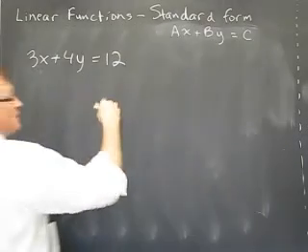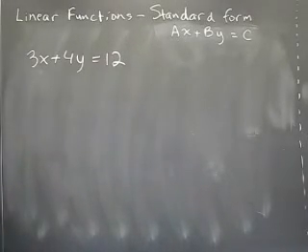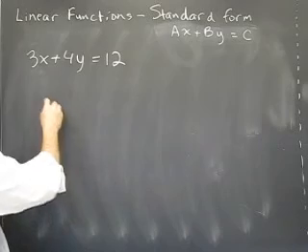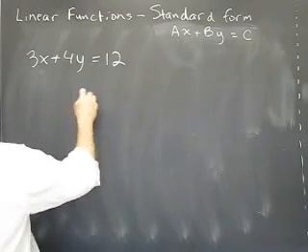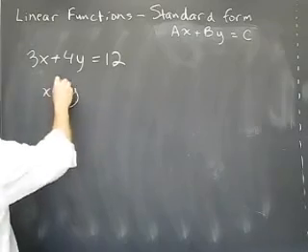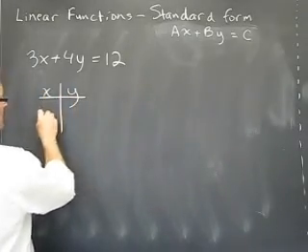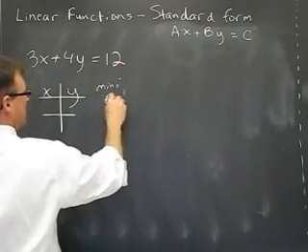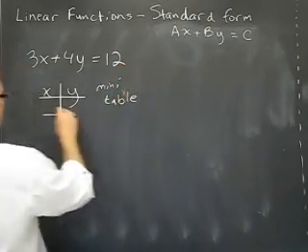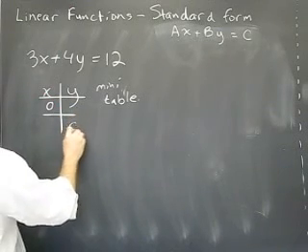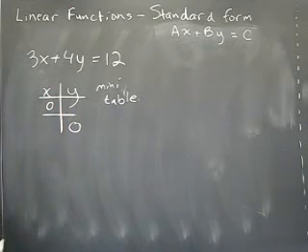Before we turn it into the y equals mx plus b form, though, we can actually get a couple of pieces of information directly from it, like the intercepts. Right away, I can make a little table of values, my mini table. And what happens if x is 0? That's going to get us the y-intercept. And what happens if y equals 0? That's going to get us the x-intercept.